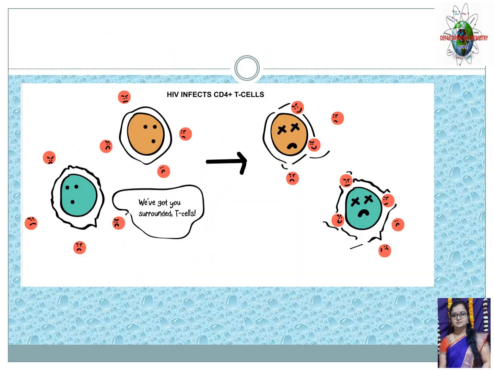This is one example of how HIV infects the CD4 cells. See, these are the viruses that are surrounding this CD4 cell, and finally this virus infects the CD4 cell.